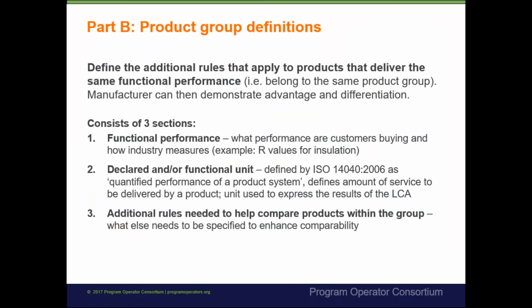So I talked about Part A, and the Part B of the PCR is done at the product group level because product groups are defined by the functional performance that the product delivers, which really drives all of the LCA calculation rules that you put into a Part B.